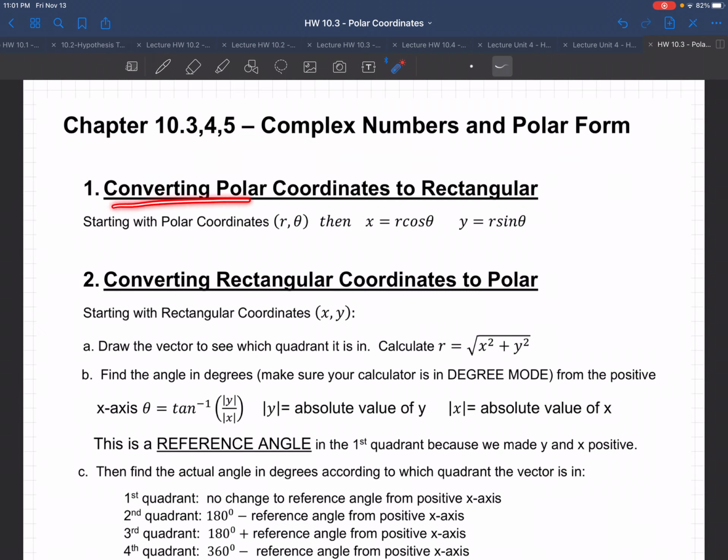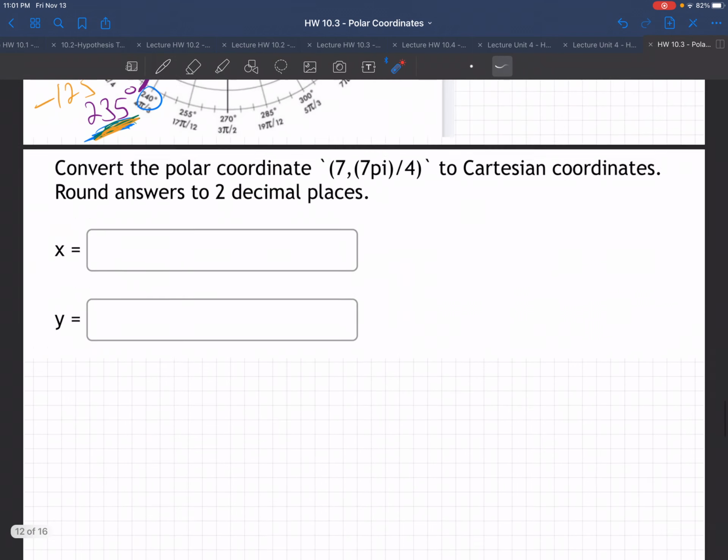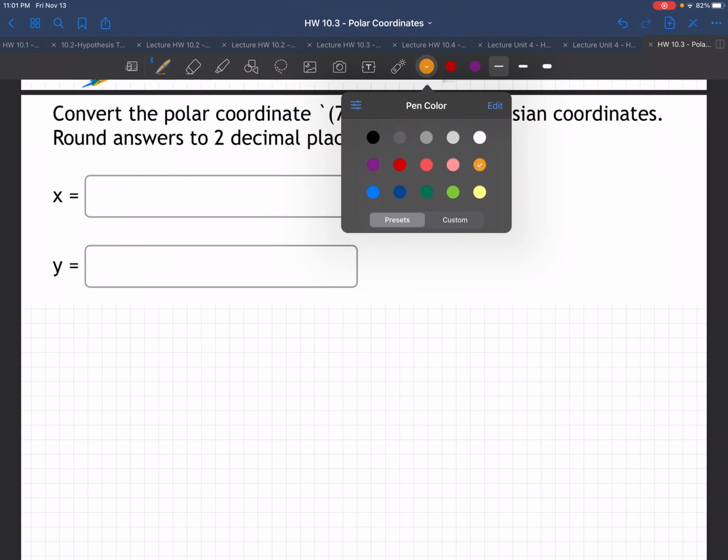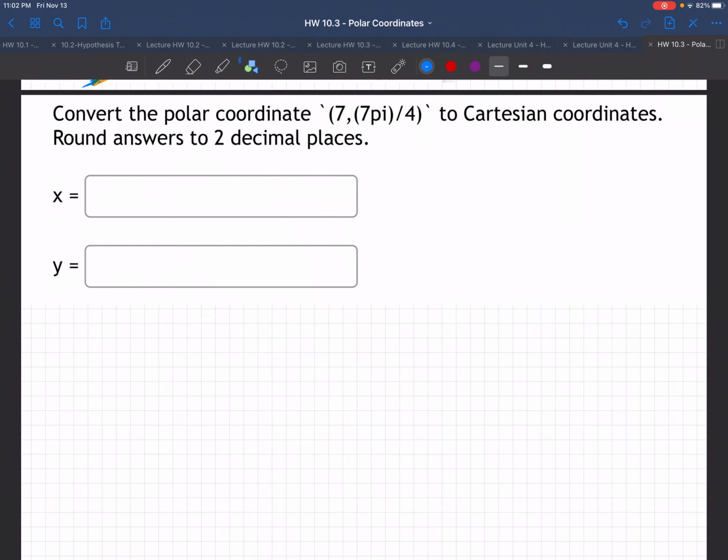Number 1, converting polar coordinates to rectangular. You start with the polar coordinates r, theta. x is r cos theta. y is r sine theta. I want you to see where that comes from. I don't want that to be magical to you. Math is not magical. There's logical reasons for everything.